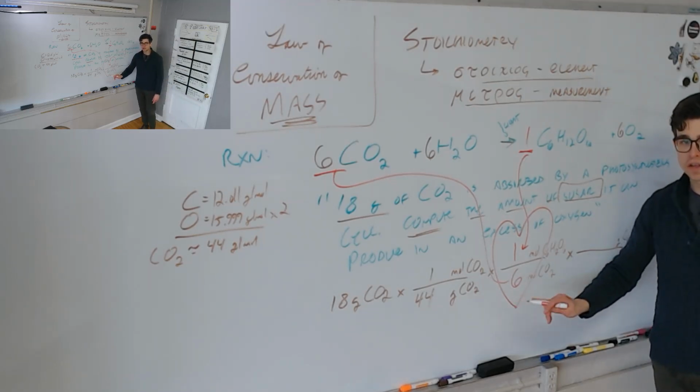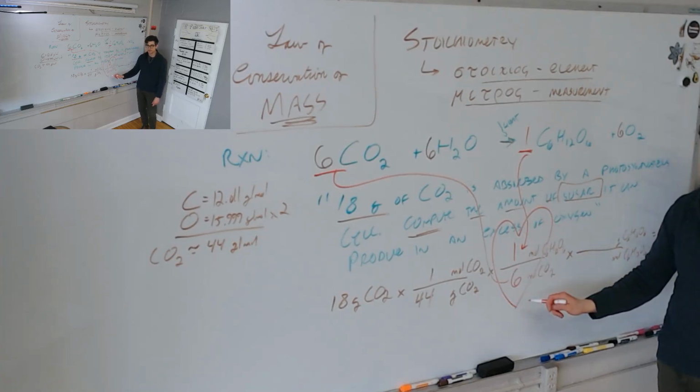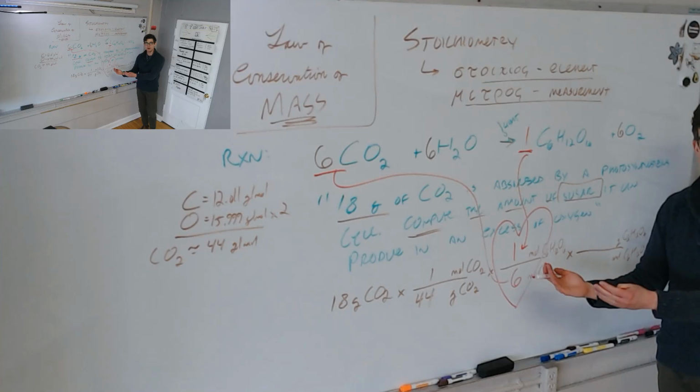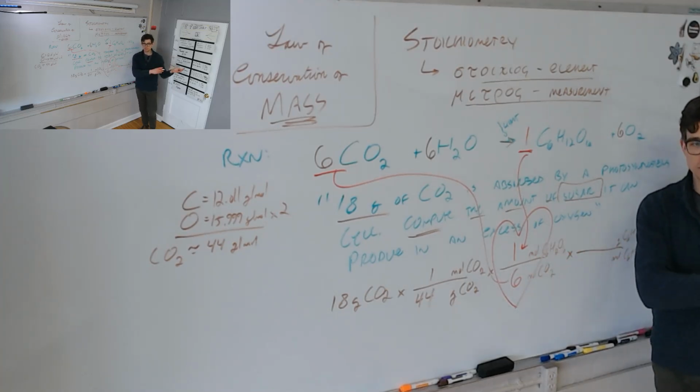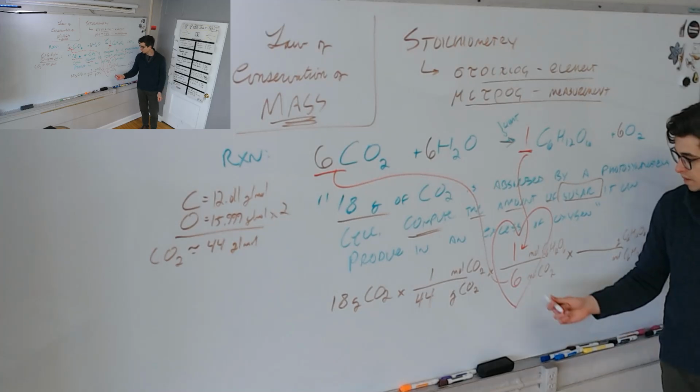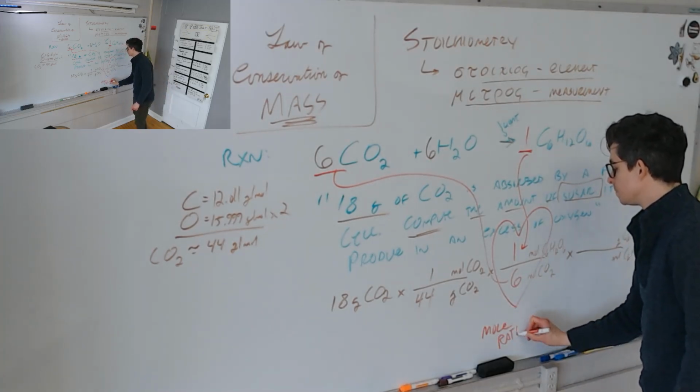Every single stoichiometry problem will have this. If you put a heart around this part of it, you will know you've done it right. If you put a heart in there, you've done it right. If you haven't put a heart, you've done it wrong. You always have this. This heart is called the mole ratio.